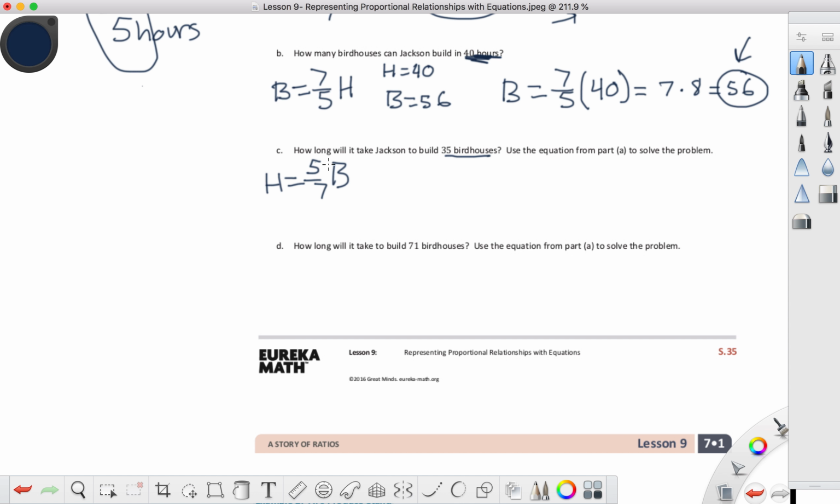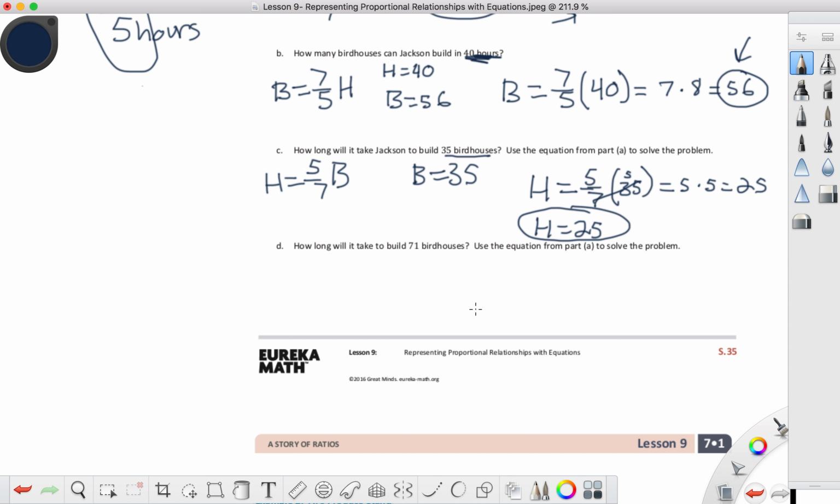Okay, anyways, so how long will it take Jackson to build 35 birdhouses? We're going to use this equation, and we're going to say that B is equal to 35. So now we can plug that directly into this problem. H equals 5/7 times 35. Well, 35 divided by 7 is 5. So now we have 5 times 5, which is equal to 25. So it's going to take him 25 hours to build 35 birdhouses.